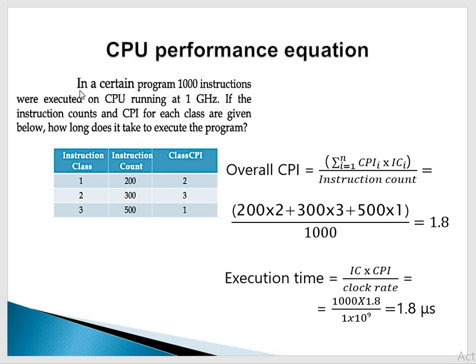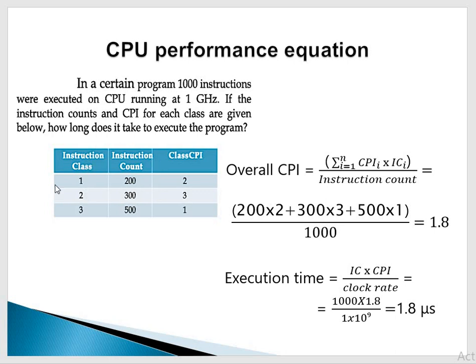Now we will try to understand what will be the CPU performance with the help of one example. In this given example, 1000 instructions have to be executed in a program, and the operating clock frequency of the CPU is 1 gigahertz. So now we will have to calculate the execution time of the program.